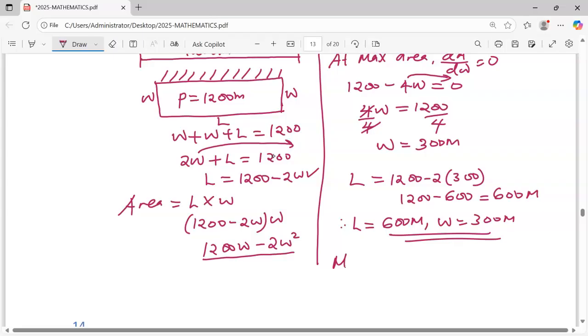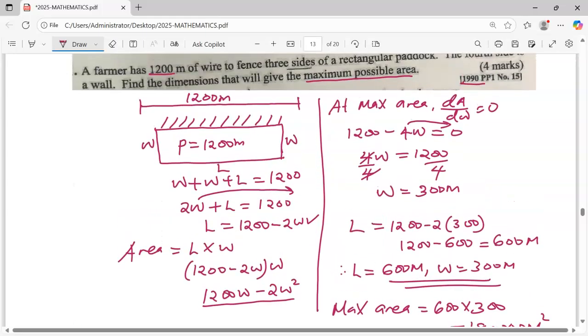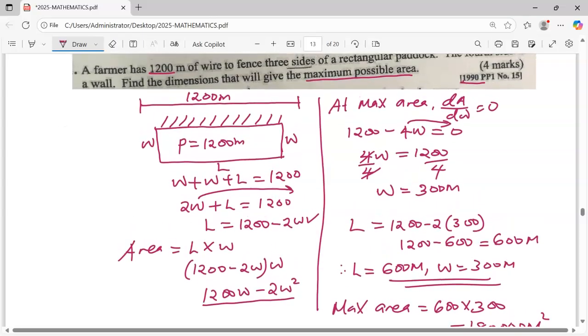Just in case they wanted the maximum area, we could have gotten the 600 meters as the length multiplied by 300, and this is going to give us 18 because 3 times 6 is 18. Then we have the 4 zeros giving us 180,000 meters squared as the answer, just in case they wanted the maximum possible area.